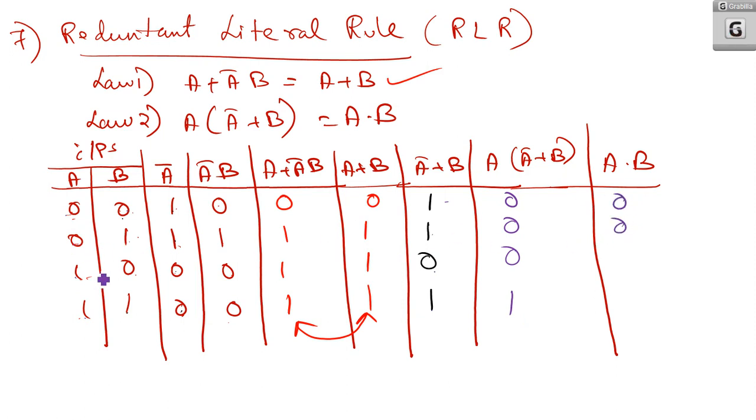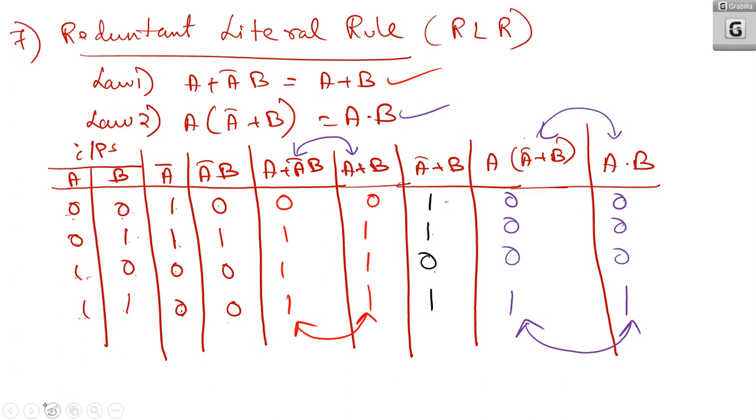0 and 1 and 0. 1 and 1 is 1. So you can see that these two terms, these two columns are same, which proves the second law. That means you can say that A and A bar B is same as AB. Similarly, A or A bar B is same as A or B. So that proves redundant literal rule.